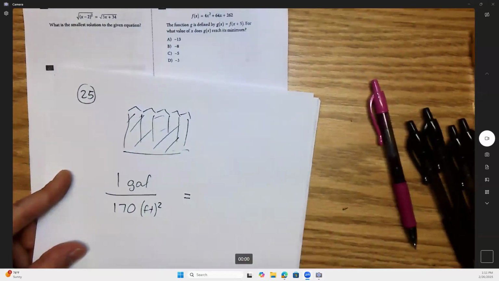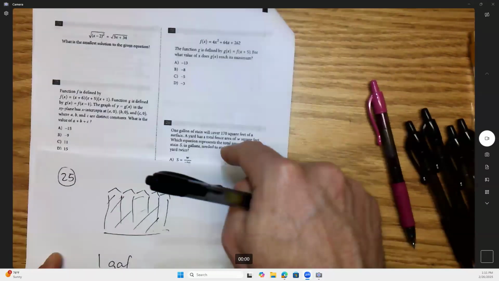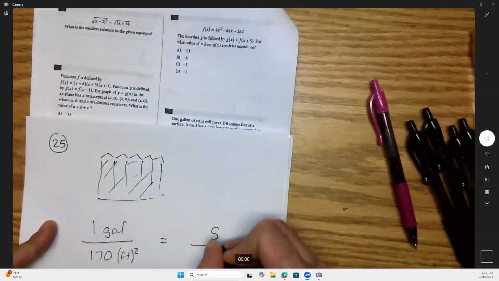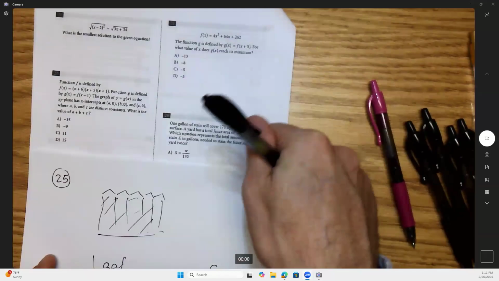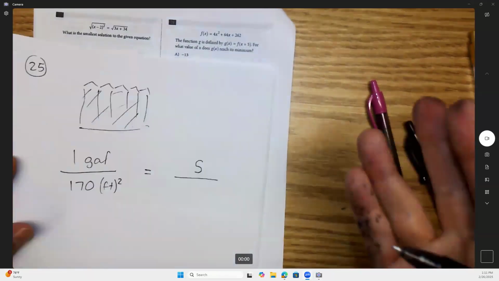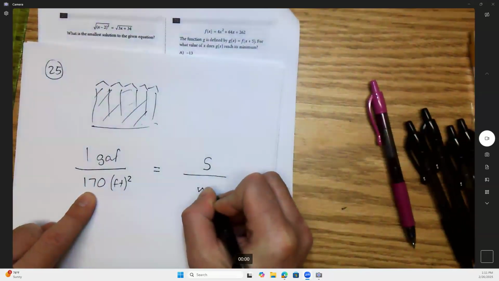I'm going to set it up as a proportion and solve it that way. So equal to what? I want to solve for some number of gallons, S, to cover W square feet, because it's W square feet, however big that is. So that goes in the place of the area. You guys good so far?